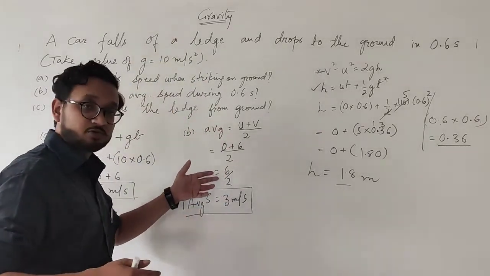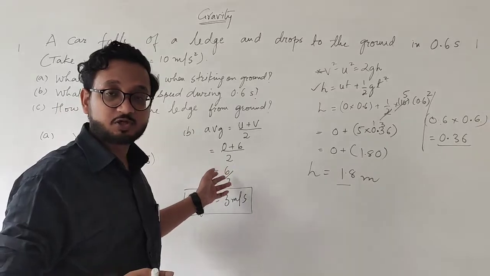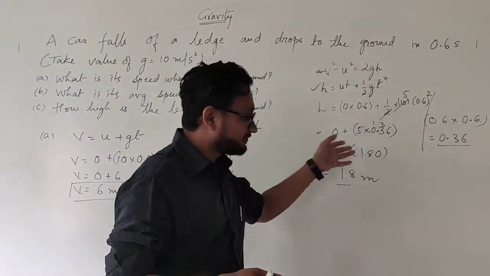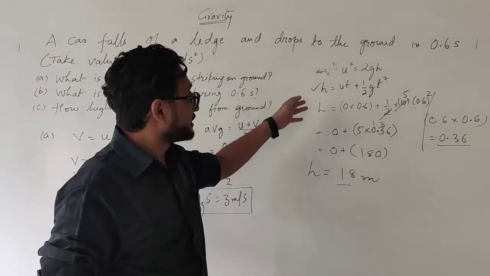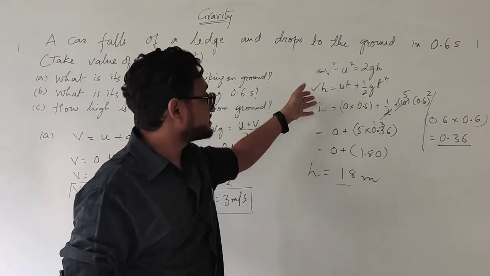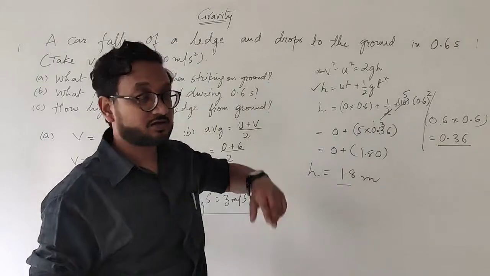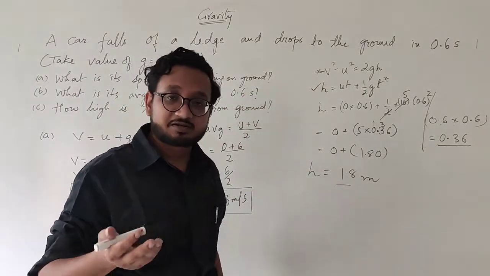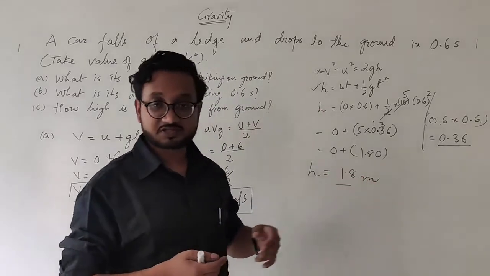(u plus v) by 2, initial plus final divided by 2, gives you 0 plus 6, 6 by 2 gives you 3 meters per second. Finally, the last one, you can take either of these two. h is equal to ut plus half gt square. I have taken this because squaring v square, 6 into 6, 36, is getting complicated, so it's better to just use this one.